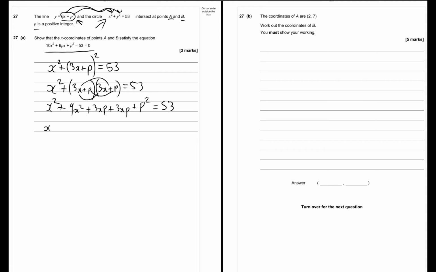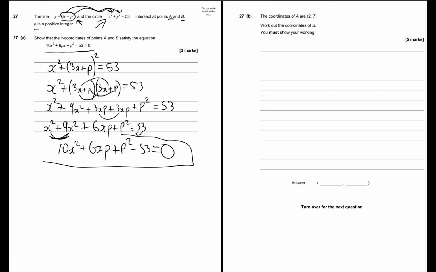Now let's do some simplifying. x squared plus 9x squared, plus 3xp plus 3xp. That goes together, so you're going to get 6xp plus p squared equals 53. And we can put these two together, which will give you 10x squared plus 6xp plus p squared. Move the 53 to the other side, minus 53 equals 0, which is exactly what they wanted.